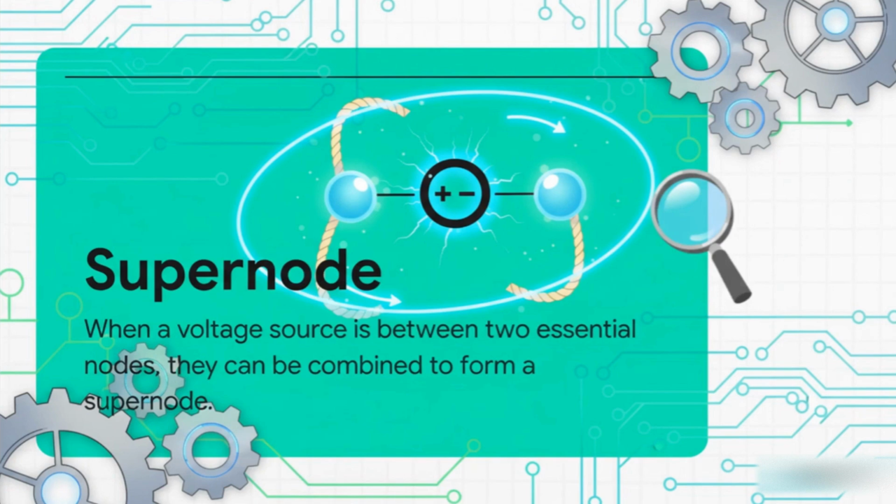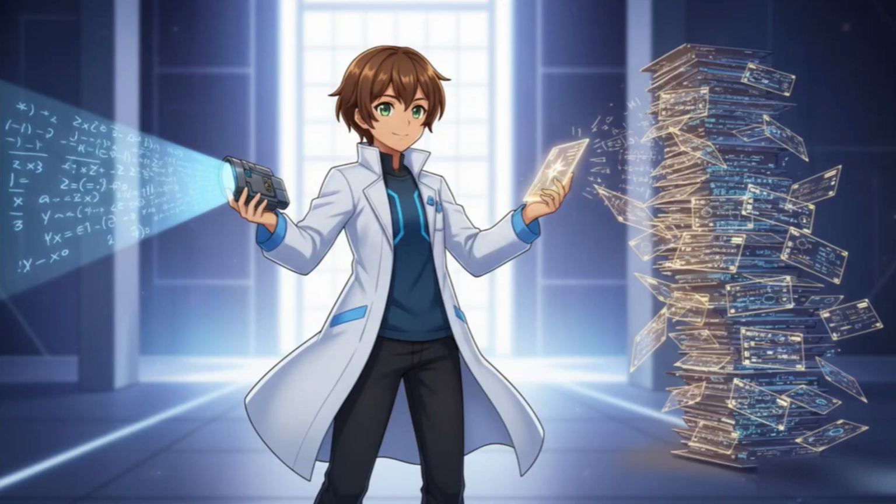Now for a really cool trick you can use with this method, the supernode. If you've got a voltage source that's just sitting between two of your main nodes, you can kind of draw a circle around them and treat them as one big single point. It's an awesome shortcut. And why is that such a big deal? Because it means you have fewer equations to write and solve. It simplifies the math. I mean, less work for the same correct answer. What's not to love about that?